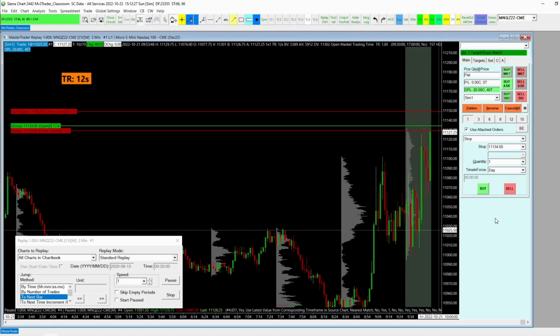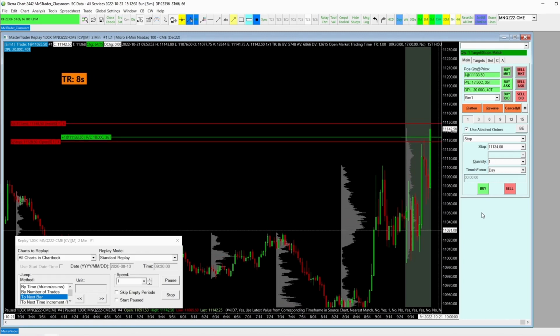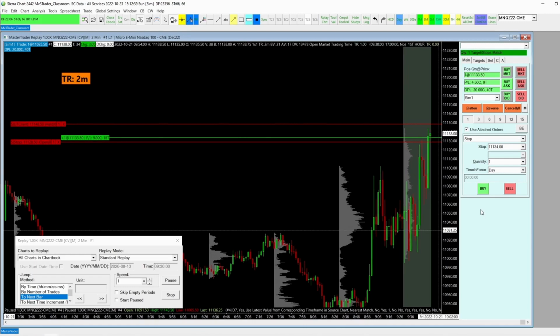All right, so we're getting close to our trigger, and there we go. We got our trigger. We enter the trade, and let's see if we hit our profit target, or do we get stopped out. If we get stopped out, it's okay. We're going to stay consistent until our thesis is proven wrong.